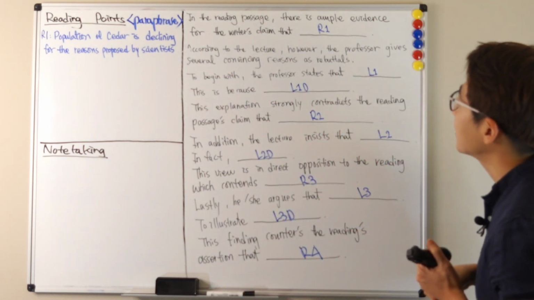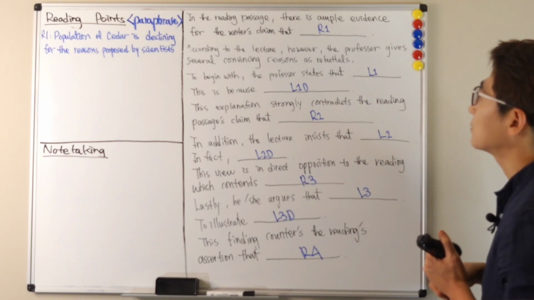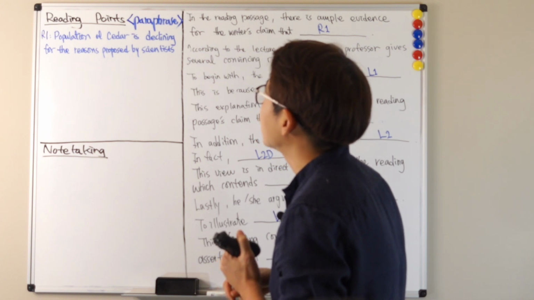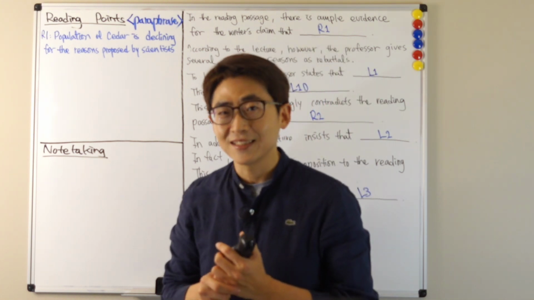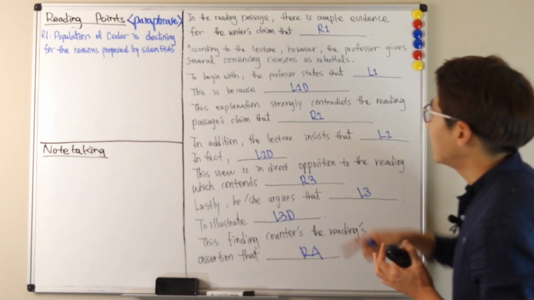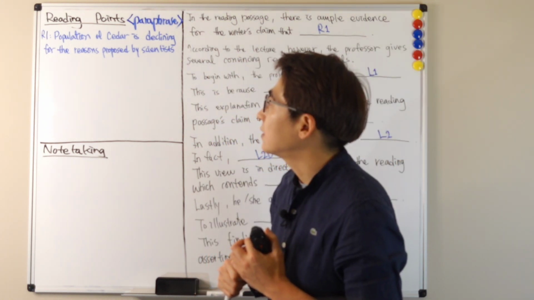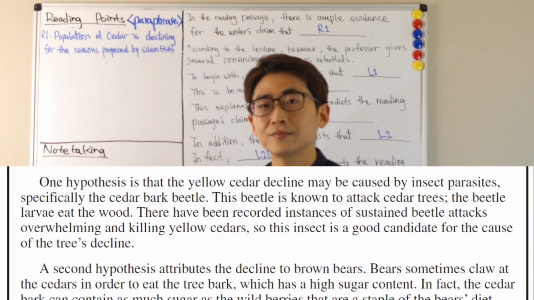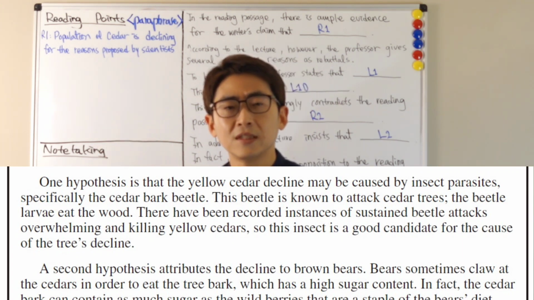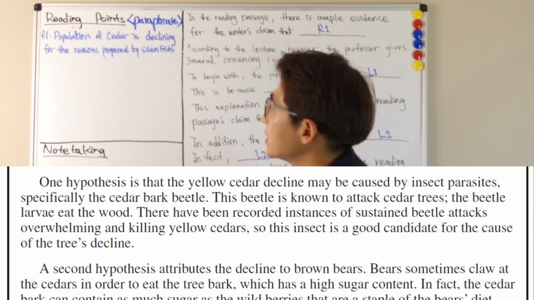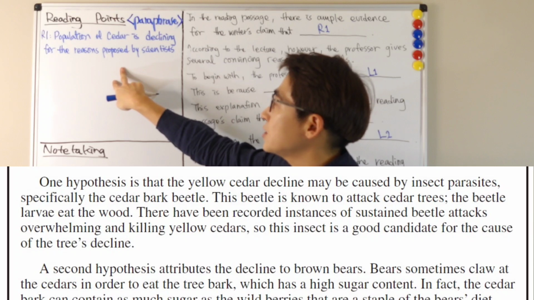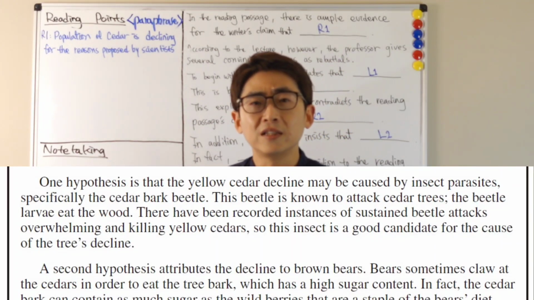So in the reading passage, there is ample evidence for the writer's claim that population of cedar is declining for the reasons proposed by scientists. All right, so now we need R2, and we can find what R2 is in our next paragraph. So let's take a look right here. Okay, so usually the topic sentence of any body paragraph of the reading passage is on the first sentence. And let's look at the first one.